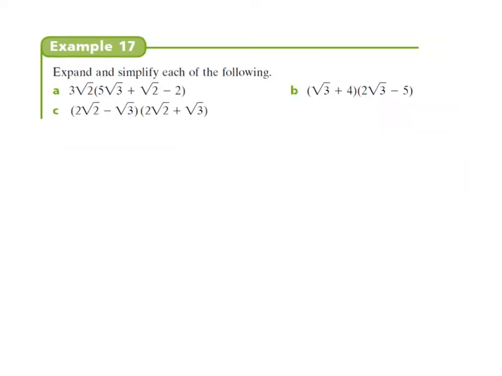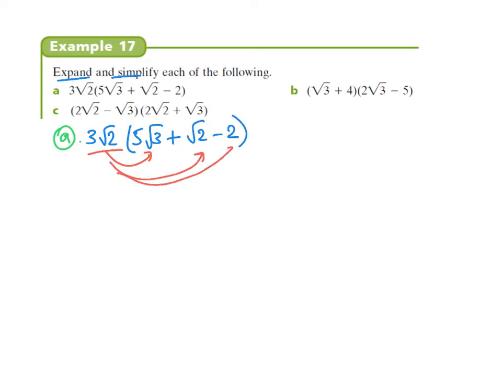Last set, I think let's just have fun with these and play with them. So let's do A first. So A is asking us to expand and simplify. So we're expanding the thing outside the bracket by each of the terms inside the bracket. So if you can expand plain numbers and simplify surds, you're doing this all together. So we're going to times this by that, and then by that, and then by that. There's 3 terms inside the bracket. So let's just expand that all out first.